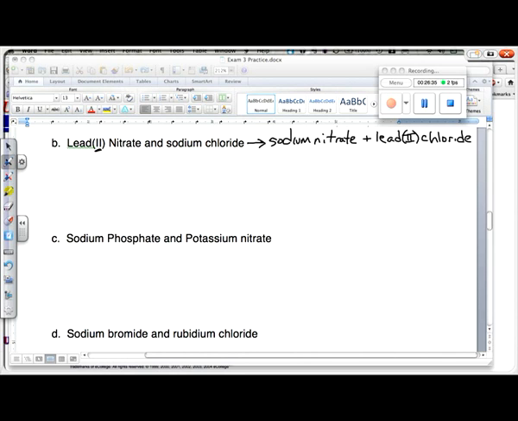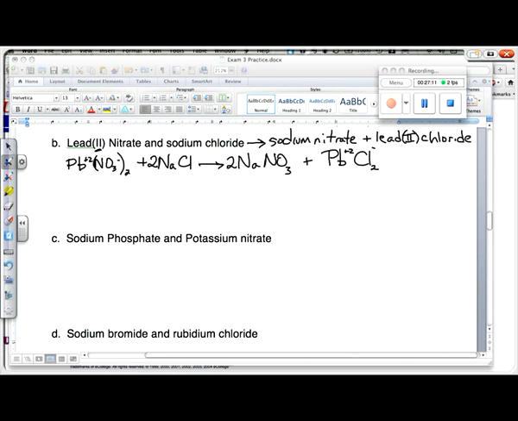All right, so translating, Pb with a plus 2, that's what the Roman numeral means, nitrate minus 1, need 2 of those nitrates, plus sodium chloride, plus 1 minus 1, sodium nitrate, plus 1 minus 1 again, and then lead 2 chloride, Pb with a plus 2, chlorine with a minus 1, so I need 2 of those. All right, balancing, 2 here and a 2 here, and that should do it.